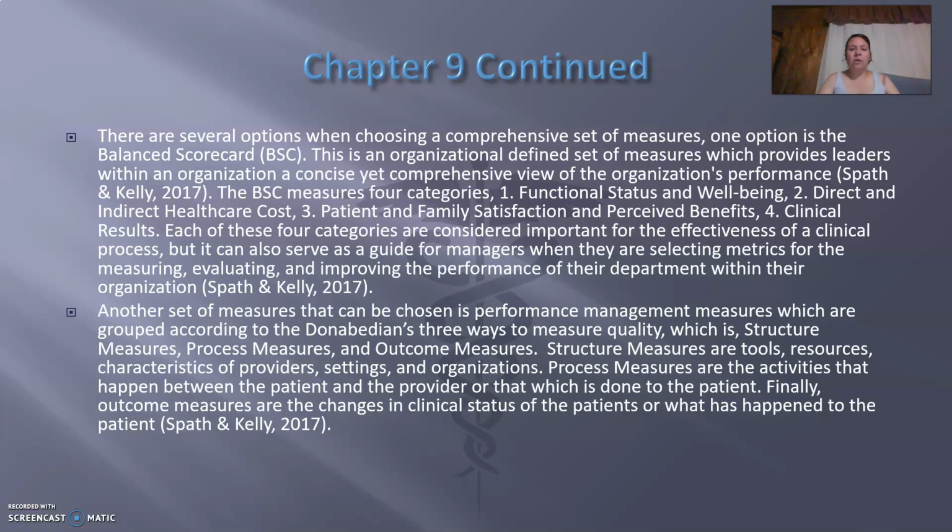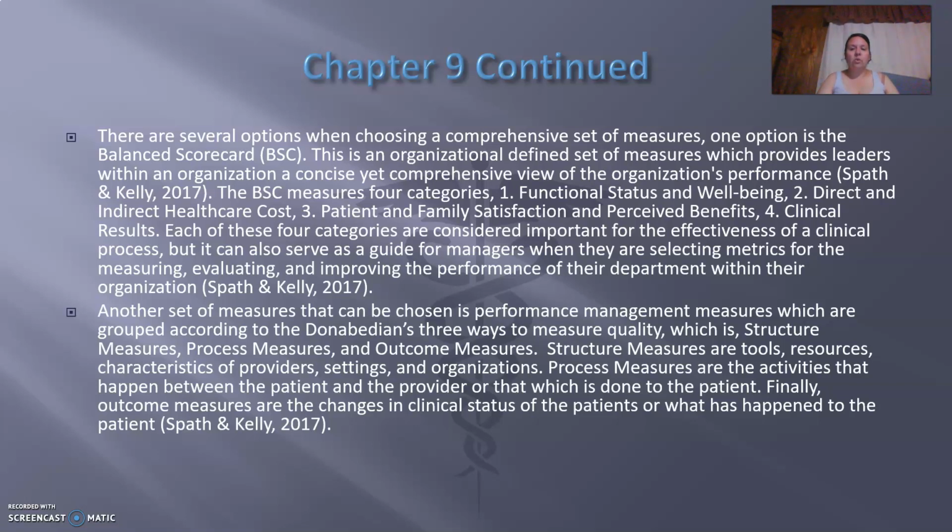Each of these 4 categories is considered important for the effectiveness of a clinical process, but it can also serve as a guide for managers when they are selecting metrics for measuring, evaluating, and improving the performance of their department within their organization. Another set of measures that can be chosen is performance management measures, which are grouped according to Donabedian's 3 ways to measure quality: structure measures, process measures, and outcome measures.